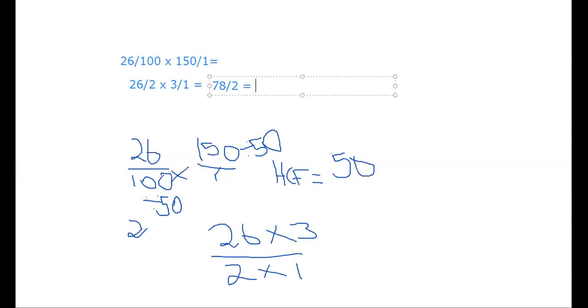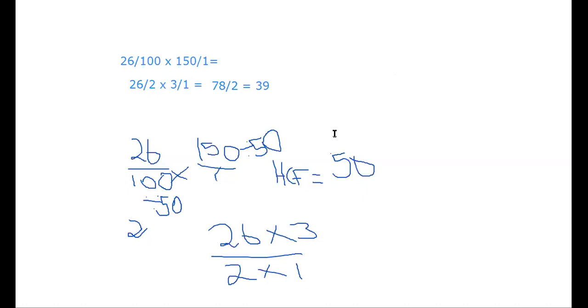An improper fraction can be simplified by converting it to a mixed fraction, a proper fraction, or a whole number, right? So in this case, 78 divided by 2 equals what? Equals 39. I hope this is clear.